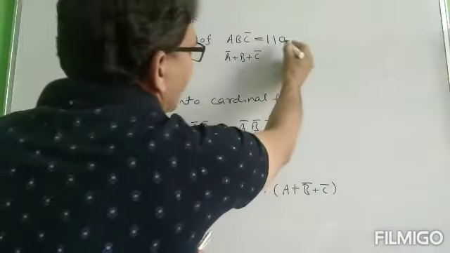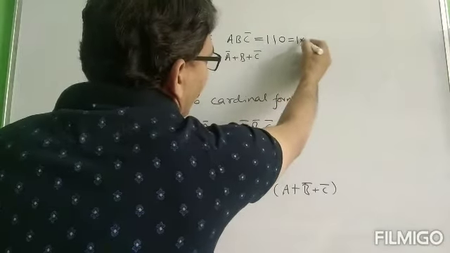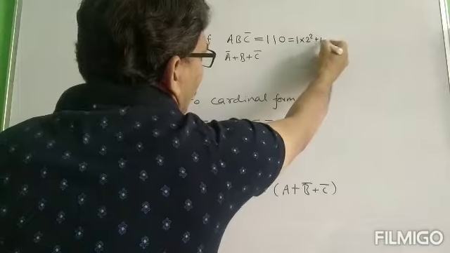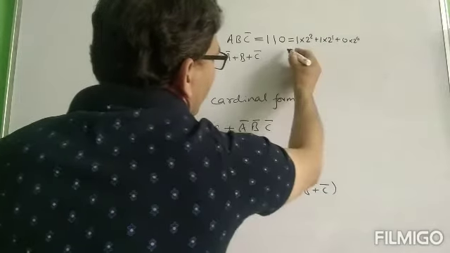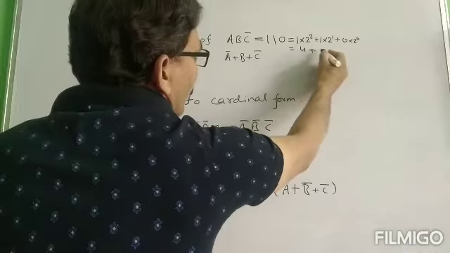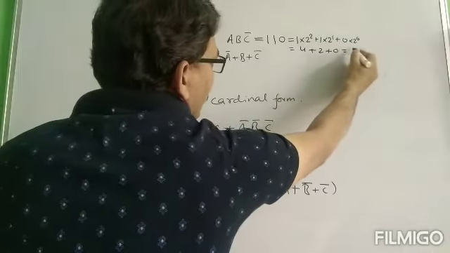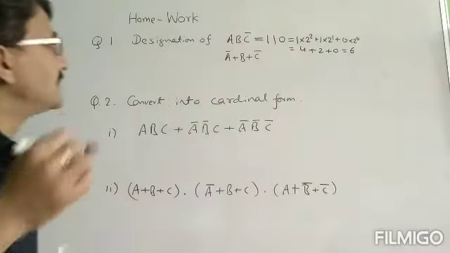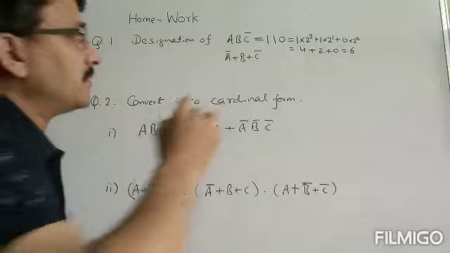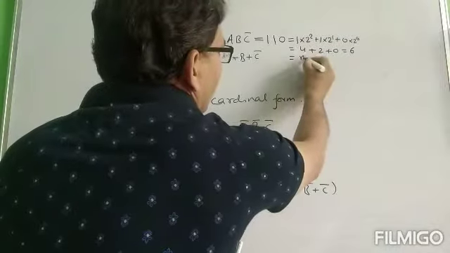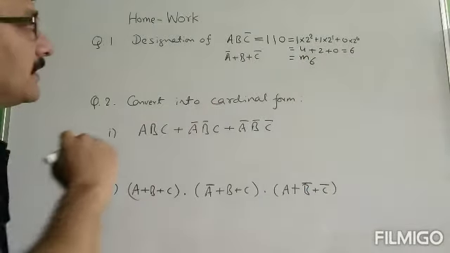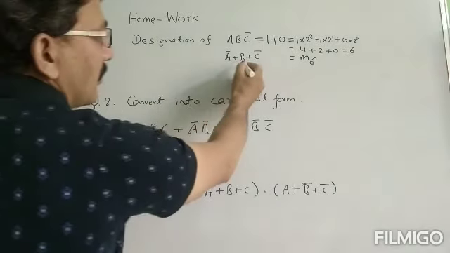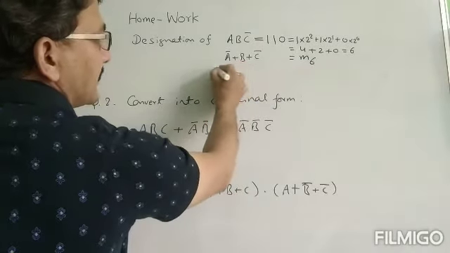Now convert it into a decimal value: 1 into 2 to the power 2, 1 into 2 to the power 1, and 0 into 2 to the power 0 is equal to 4 plus 2 plus 0, which is 6. So the designation of the first term is M6 or 6.